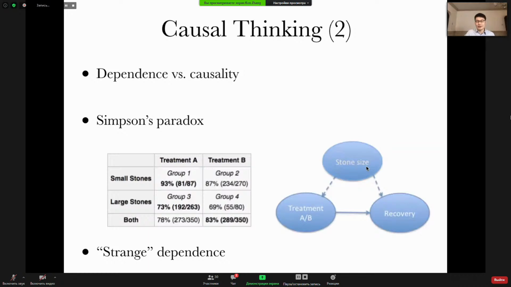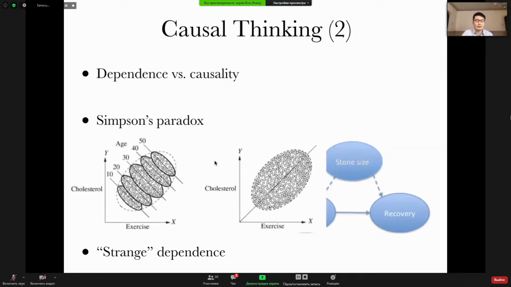That's the problem. So right here you can see another example from Pearl's book. Here X and Y are the exercise and the cholesterol respectively. And you can see we have different age groups: 10, 20, 30, and so on. For each age group, the more exercise you do, the less cholesterol you are going to have on average. That's very good. That means we should do more exercise to reduce cholesterol.